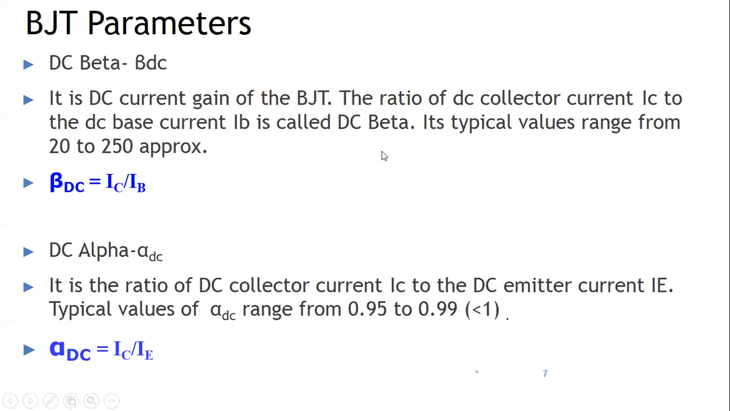But in the case of the common base configuration, the amplification factor was alpha DC.